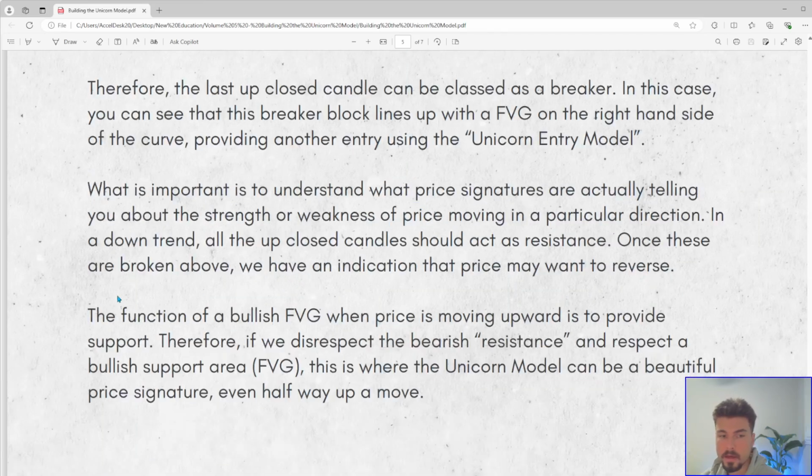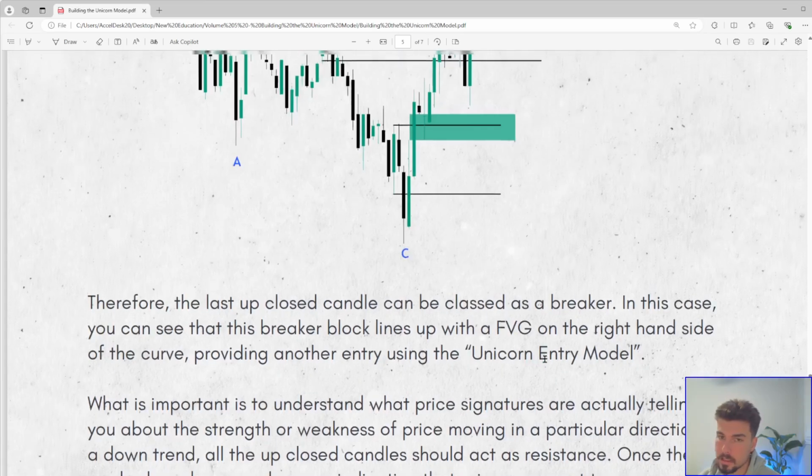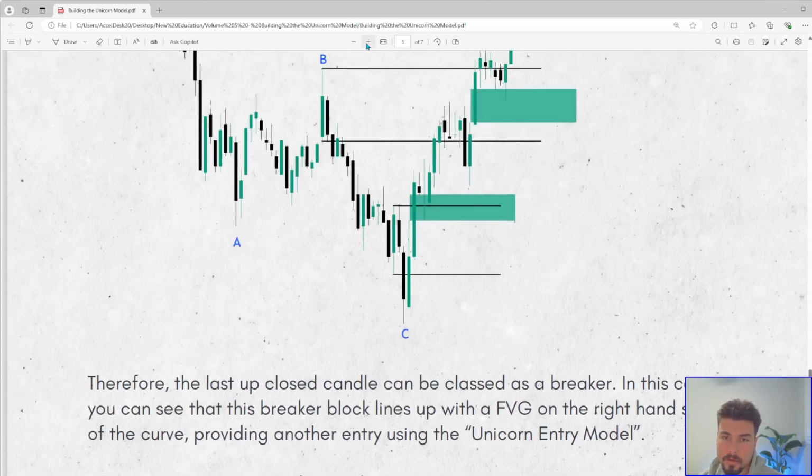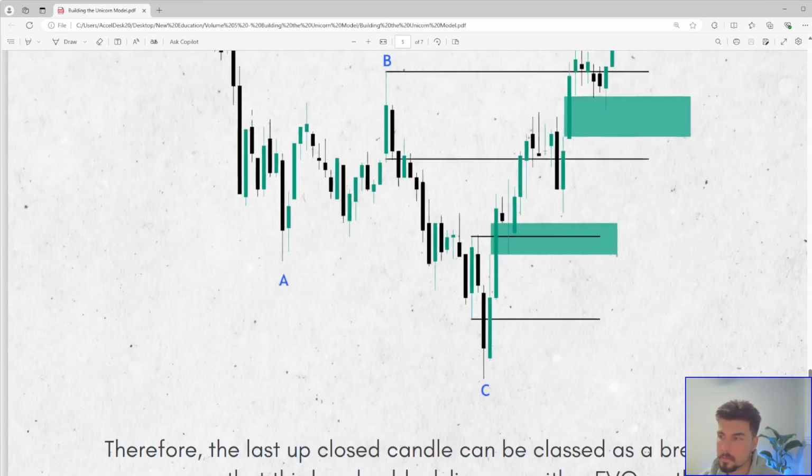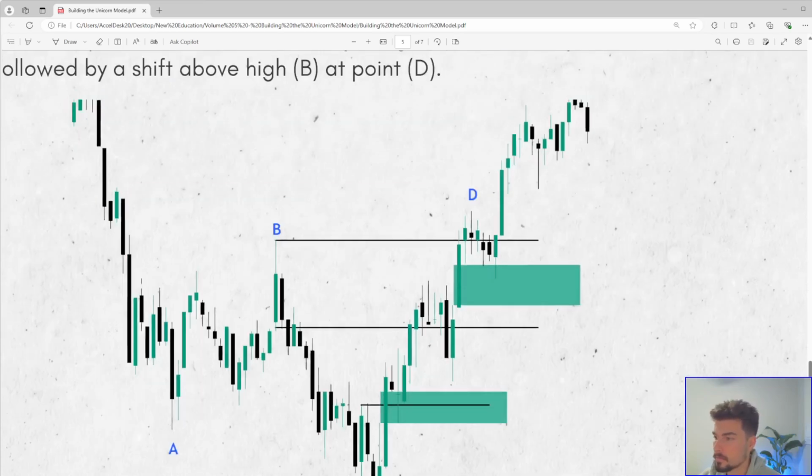That's important. The function of a bullish fair value gap when price is moving upward, obviously, is to provide support. Therefore, if we disrespect the bearish resistance and respect a bullish support, this is where the unicorn model can be a beautiful price signature. So what I'm talking about there, guys, if I just zoom in here, have a look at price action.